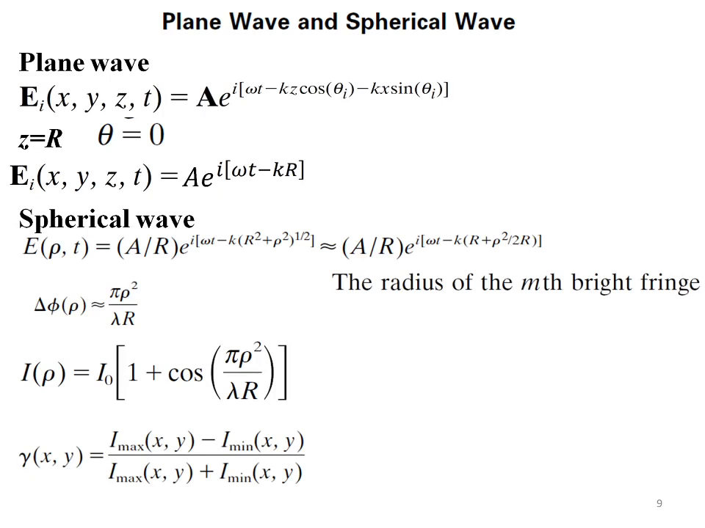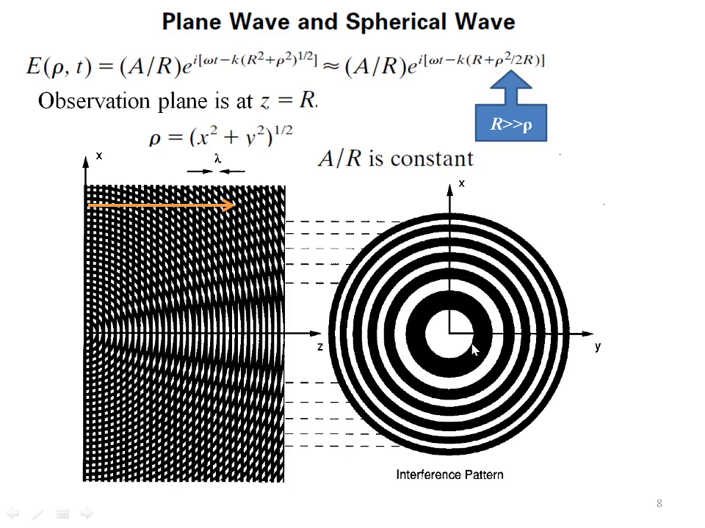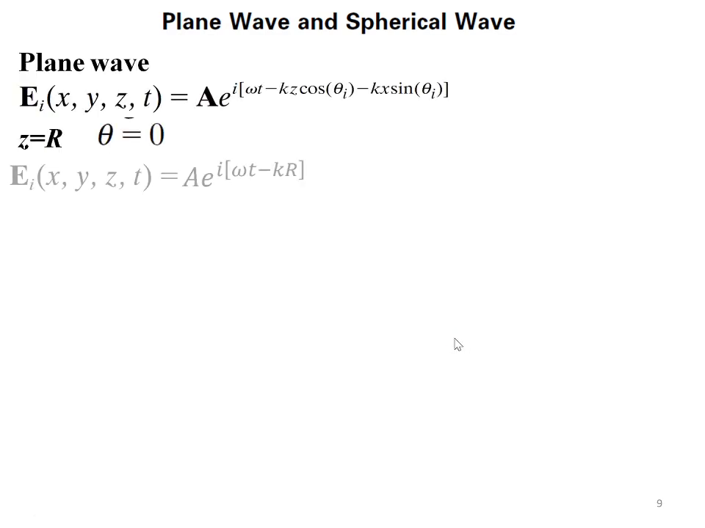Now let us obtain the expression for the radius of some mth bright fringe. The first thing is, what will be at the center when rho is 0? It will be a maxima. You can put rho to be 0 here, so you will find I of rho will be equal to I naught. Means the central spot will be a maxima, correct?